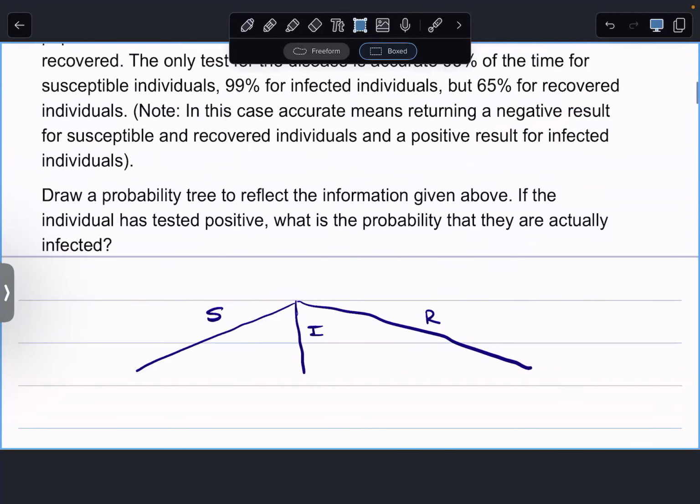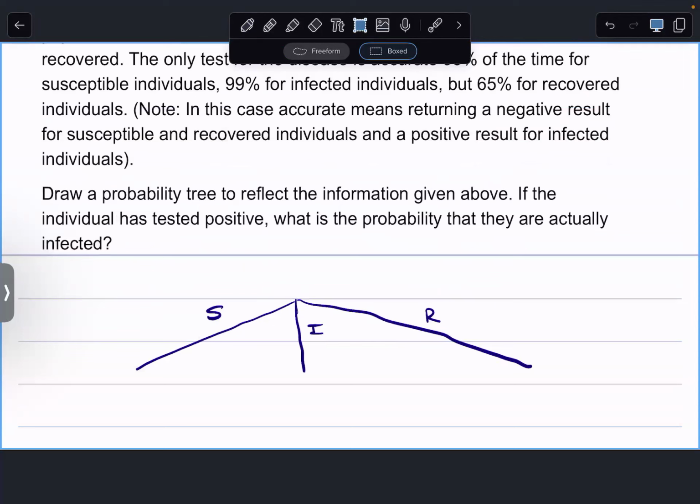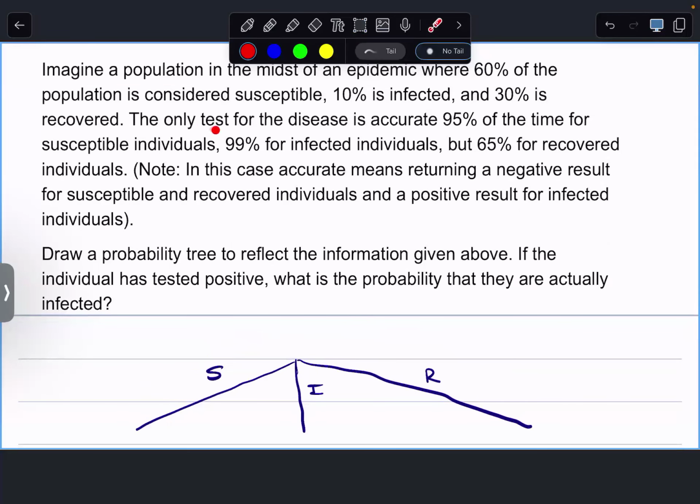Why is that the first branch or the first set of branches? Because all of these tests, right, we have probabilities for the accuracy, right, is accurate 95% of the time for susceptible individuals. So given that they are susceptible, then it's accurate 95% of the time. Given that they are infected, then it's accurate 99% of the time, right? And so we have to know if they're susceptible, infected, or recovered in order to determine where these probabilities are going to go.